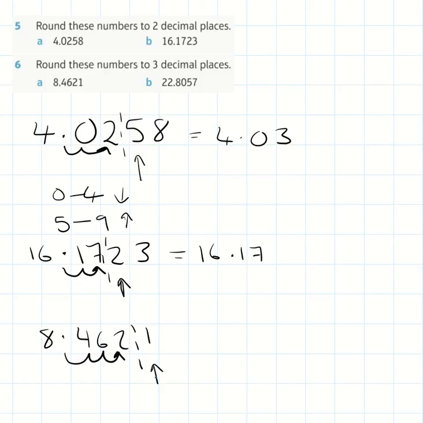We look at the number just on the right-hand side of the cut line, and that's a 1, so in this case we're going down. And as before, when we're rounding down, we just copy and paste what is on the left-hand side of the number. So it's 8.462. And that's how we round to 2 decimal places and to 3 decimal places.